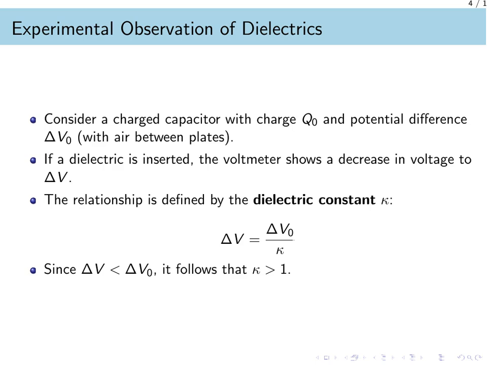The relationship between this new voltage and the initial voltage is defined by the dielectric constant, which is represented by the Greek letter kappa. Specifically, the new voltage delta V equals the initial voltage delta V0 divided by kappa. Since the new voltage delta V is less than delta V0, it logically follows that the dielectric constant kappa must be a value greater than 1.